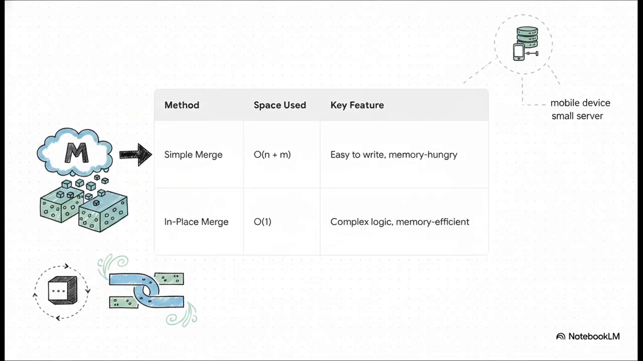The simple merge uses O of n plus m space. That just means it needs extra memory proportional to the size of both arrays combined. It's easy to write, but it's a total memory hog. Our in-place merge, on the other hand, uses O of 1 space, basically no extra memory, which makes it incredibly powerful for large datasets or for places where memory is tight, like on your phone or a small server.